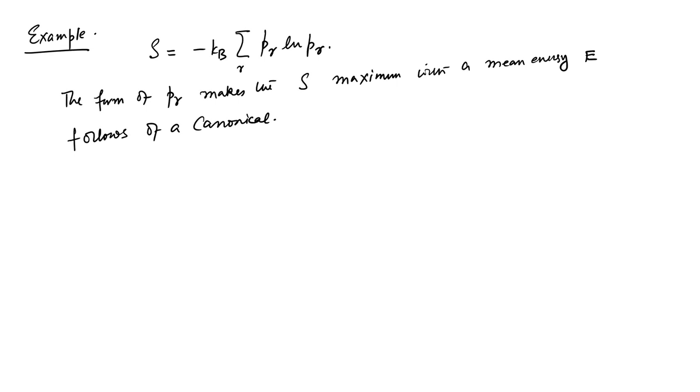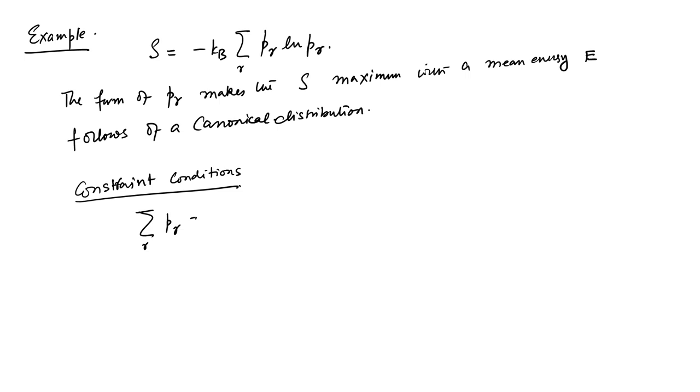Okay, and how do we actually see this? How do we convince ourselves that this PR in the entropy actually corresponds to the canonical distribution, and this makes the entropy maximum with a mean energy E? Okay, so we have these constraint conditions. We have the sum over R of PR equal to 1, so this is one constraint condition. And we also have the sum over R of ER PR equal to E, that's a second constraint condition, which is equal to a constant.